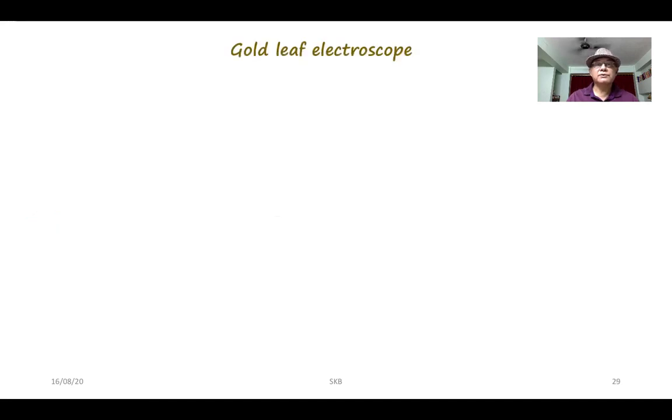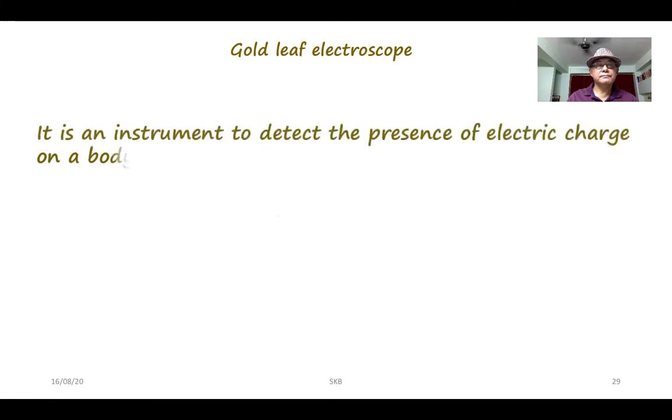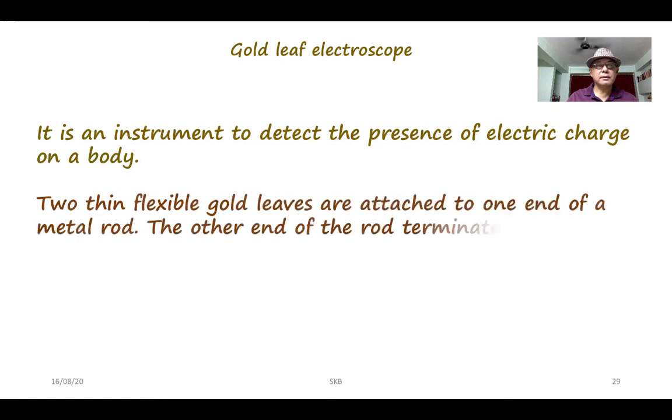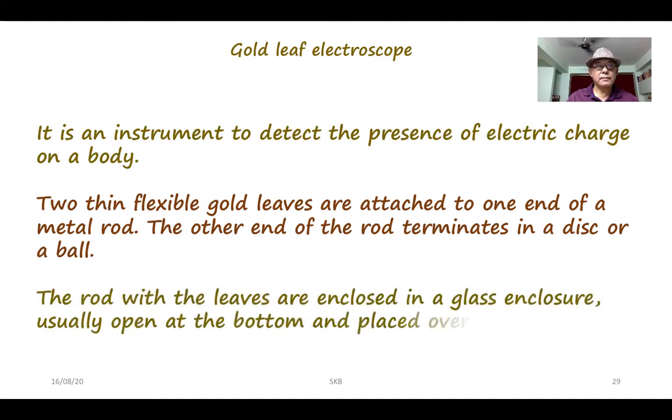Now a few words about gold leaf electroscope. It is an instrument to detect the presence of electric charge on a body. Two thin flexible gold leaves are attached to one end of a metal rod. The other end of the rod terminates in a disc or a ball. The rod with the leaves are enclosed in a glass enclosure, usually open at the bottom and placed over a conducting base.